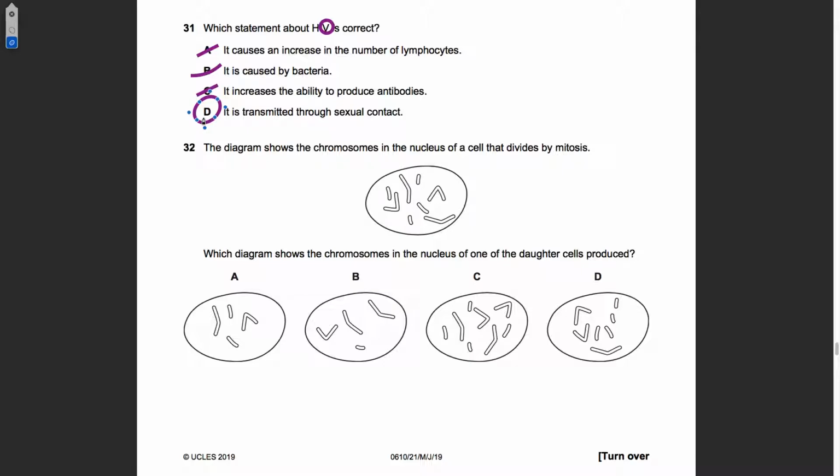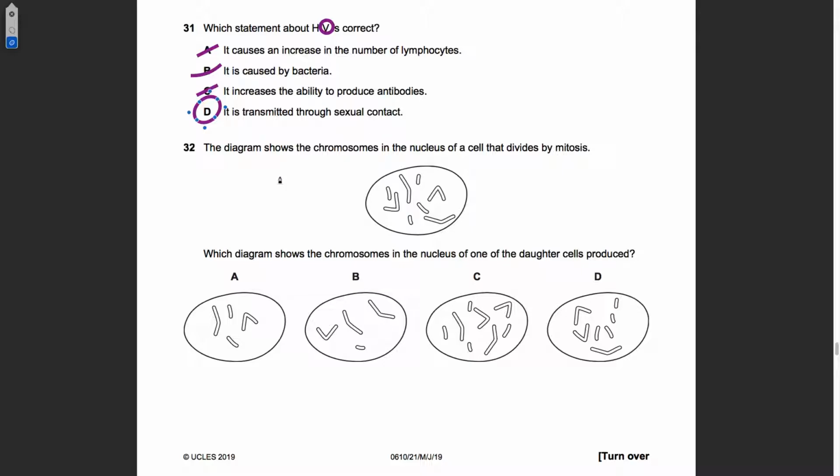That is not the only way. Obviously, sharing of needles, things like that, can also be a way it can be passed from one person to another. But certainly, it can be transmitted through sexual contact if there is no contraception used that's a barrier method that would prevent that kind of transfer, if you like, of bodily fluids.